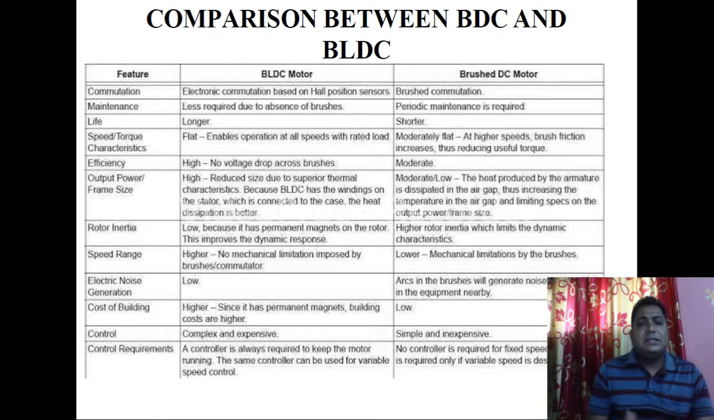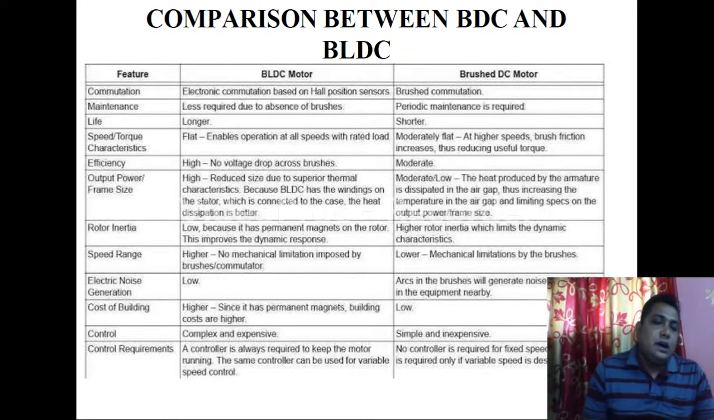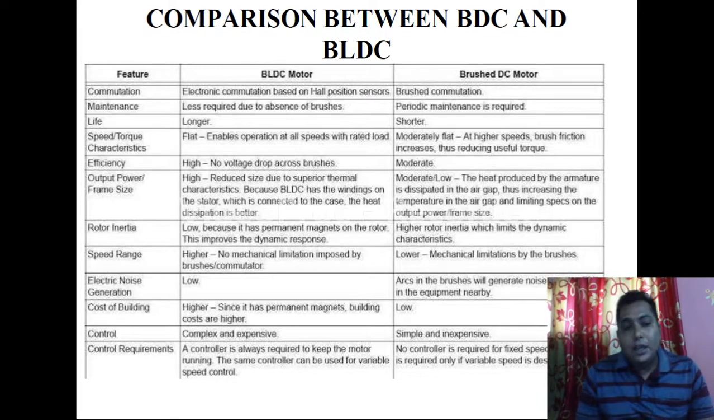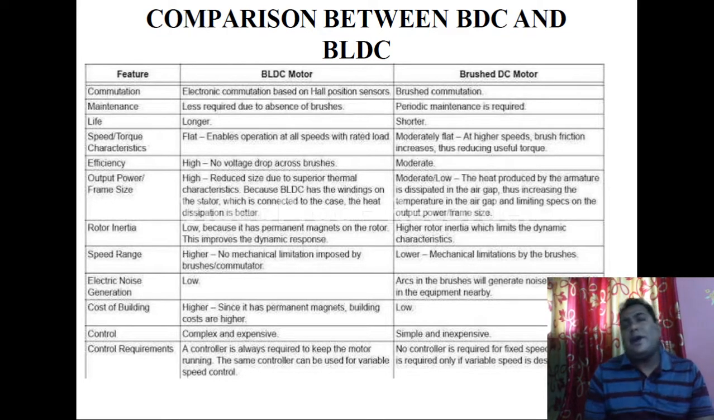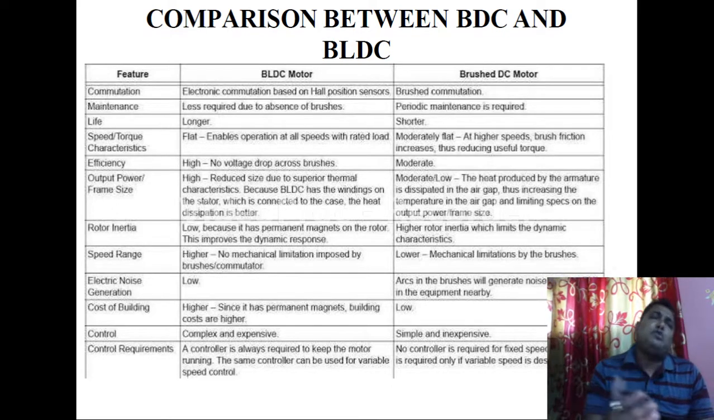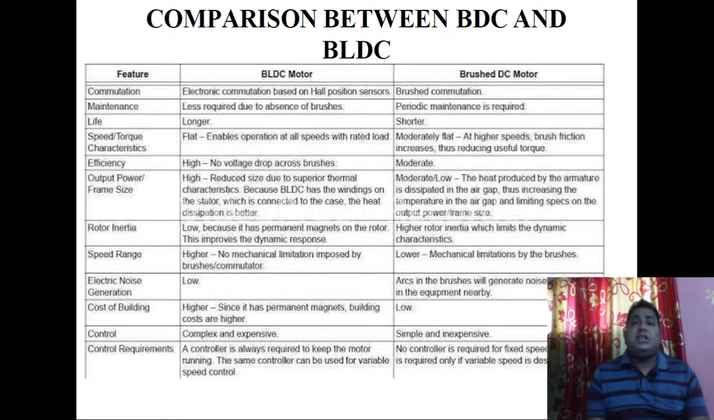Okay, so in this way, output power, frame size, rotor inertia, speed range, electronic noise generation, cost of building, and control requirements, on those parameters we can differentiate the brushless DC motor from the brushed DC motor.